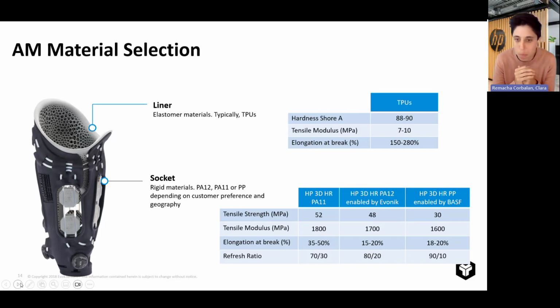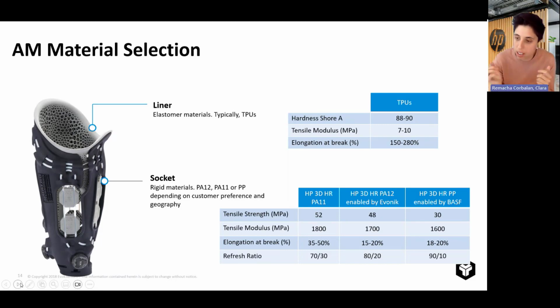So we see PA12 being used a lot more in the US. In APJ and Europe, we see PA11 being used most. PP is growing a lot. So really, it depends on the specific application and the specific customer. But all those have properties that actually match the requirements of this application.